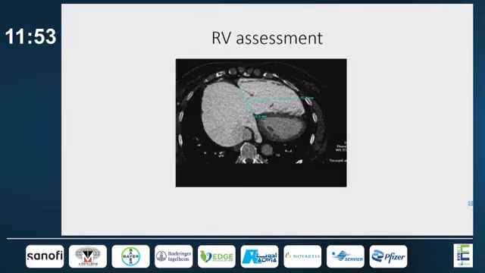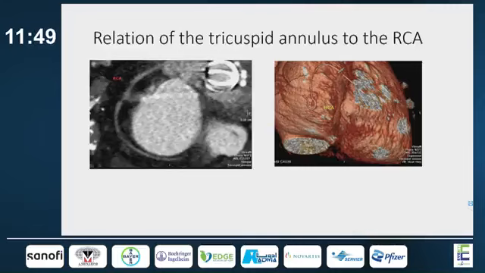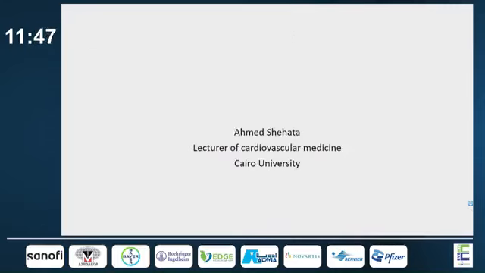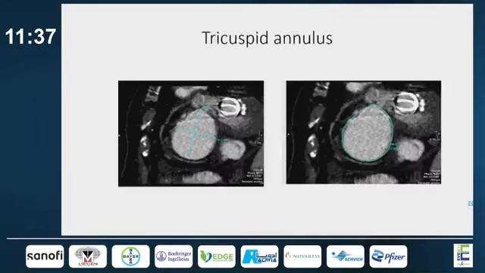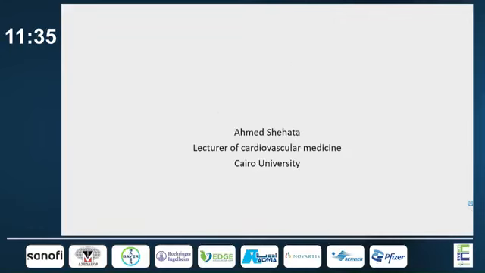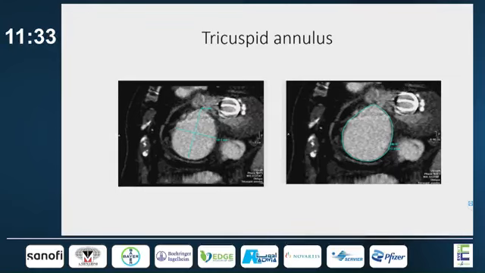Cardiac CT has greatly expanded beyond assessment of the coronary anatomy. It has been used for assessment of structural heart disease, congenital heart disease, and the planning for complex percutaneous interventions like TAVI, percutaneous intervention for the tricuspid valve, and percutaneous intervention for the mitral valve. This is the first case. A case has been referred to me for assessment of the right ventricle before percutaneous tricuspid valve intervention.